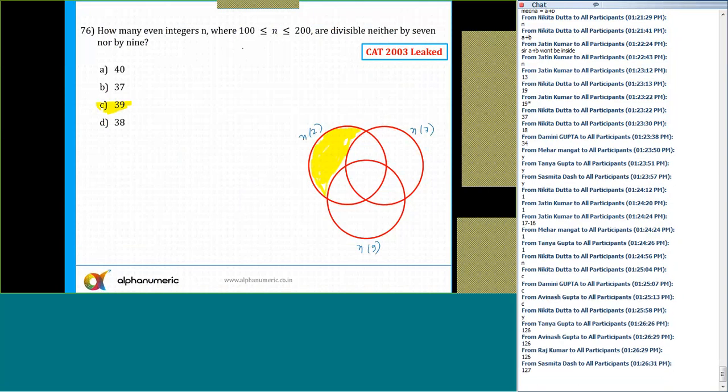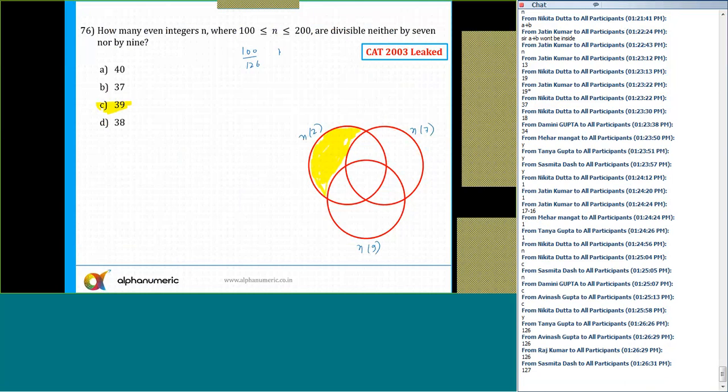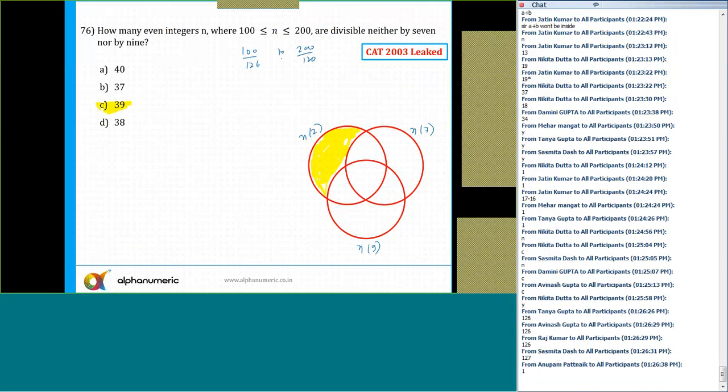So how many numbers in the range 100 by 126 to 200 by 126? There will be exactly one number, which is 126 itself. So there will be one number which is a multiple of all three. So the middle value is 1.